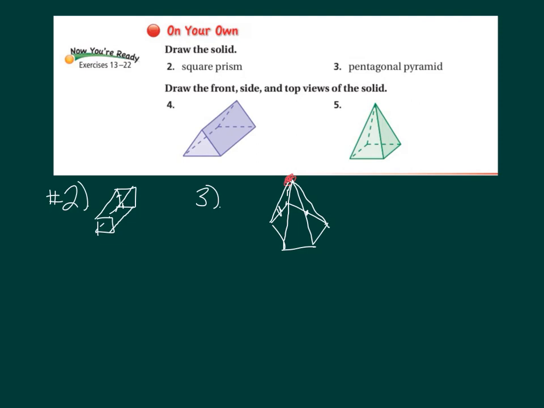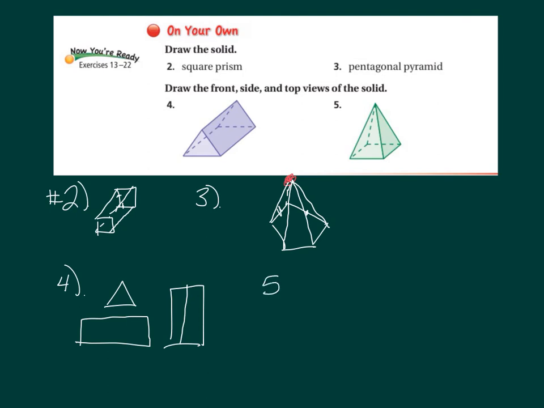Then what we have here are the front, side, and top views of the solid for number 4. So from the front, here's the triangle that you would see. From the side, you're looking at a rectangle. And from the top, actually that one's kind of an interesting one. From the top, you would see a rectangle with a line down the middle because that triangle's point is cutting that in half. So that would be the top view of that.